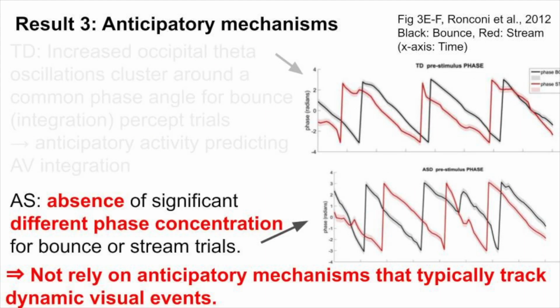In the autistic group, there was an absence of this different phase concentration in occipital or temporal clusters. This suggests autistics do not rely on anticipatory mechanisms that typically track dynamic visual events.